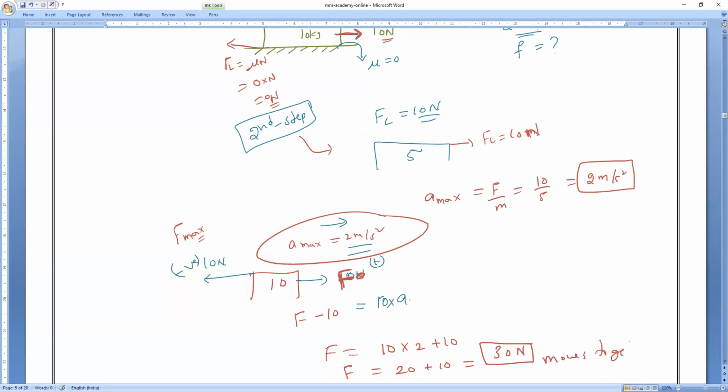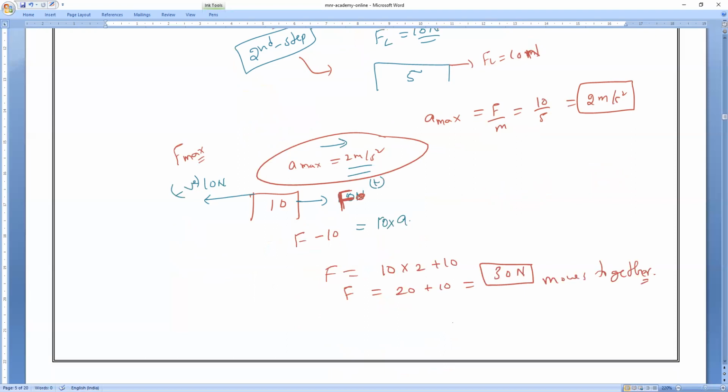So if you want the bodies to move together, what is the maximum force we have to apply? 30 newtons. But in the given question, the applied force is 10. Everybody verify. If F is less than 30, observe very carefully, what will happen? No relative motion.